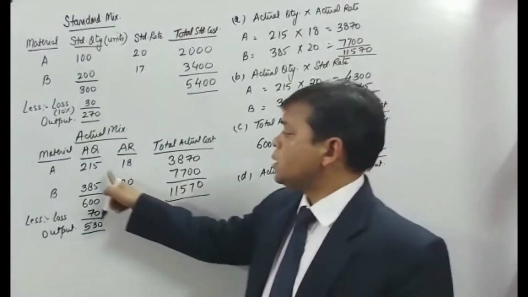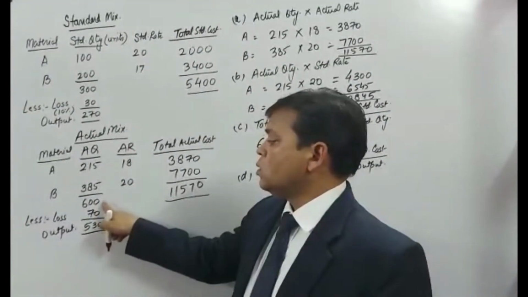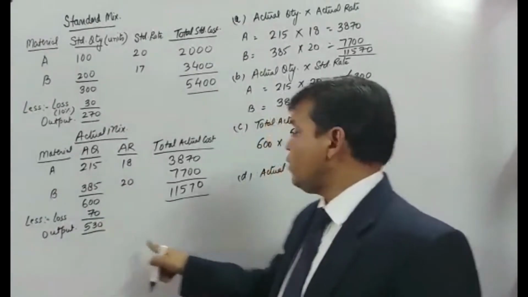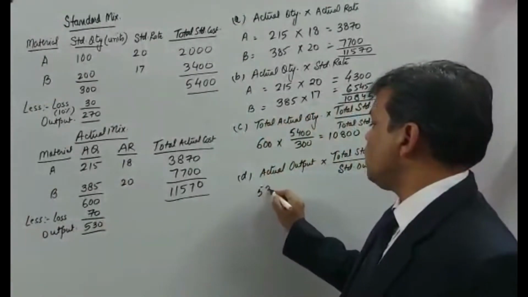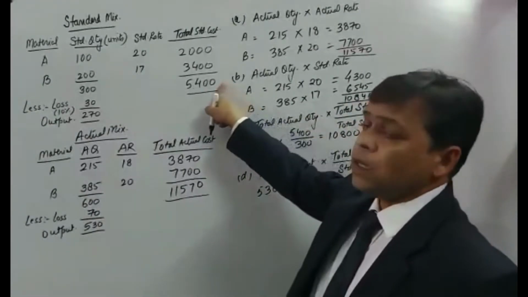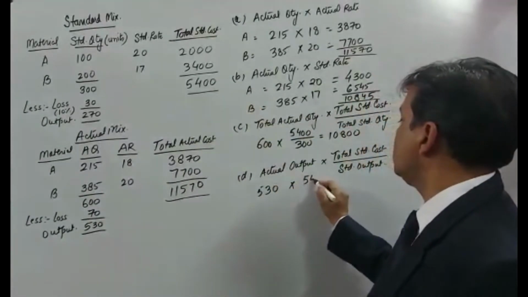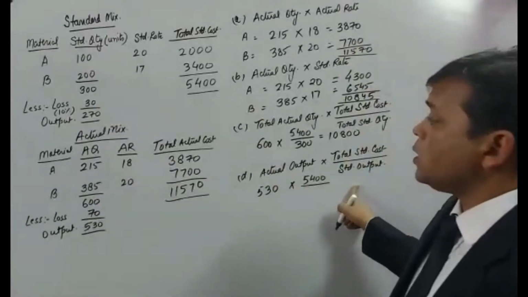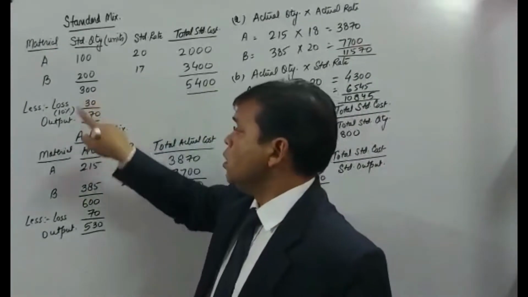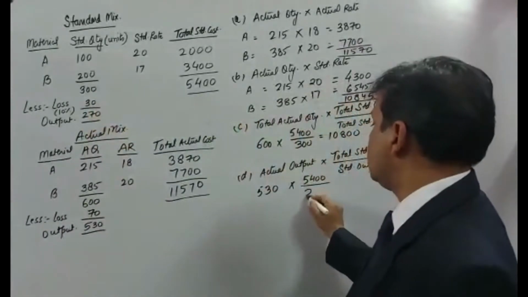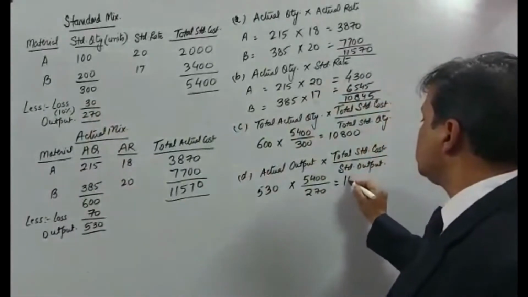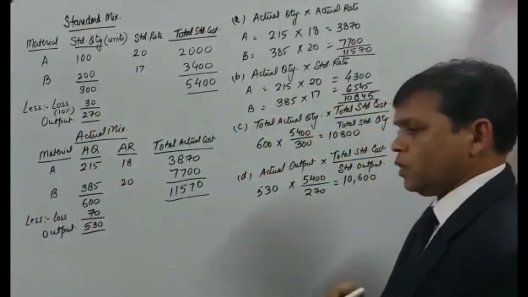The last part, D, is actual output into total standard cost upon standard output. Actual output is input minus loss. So 600 units is the input, 70 is the loss, so the output is 530. So the actual output is 530 into the total standard cost, which is 5400, divided by the standard output. The standard output, again input minus loss, is 270 units. If we solve this, it gives you 10,600.